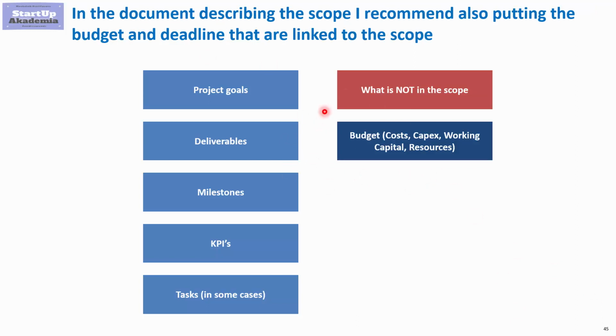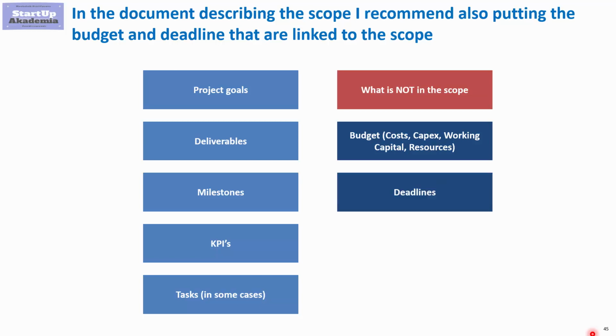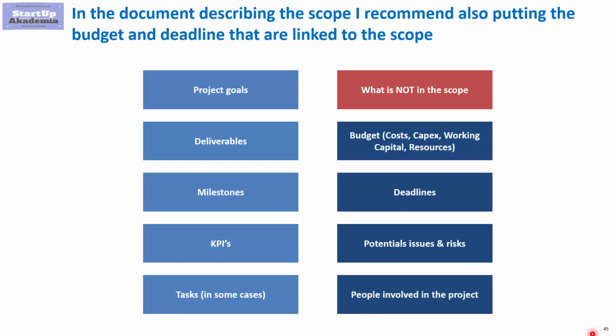First of all, what is the budget linked to the scope? So what we actually need to deliver the scope agreed with the person who asked us to do the project. A deadline would also be a good idea, as well as potential issues and risks. And finally, you can also name resources that you need, the people involved in the project.